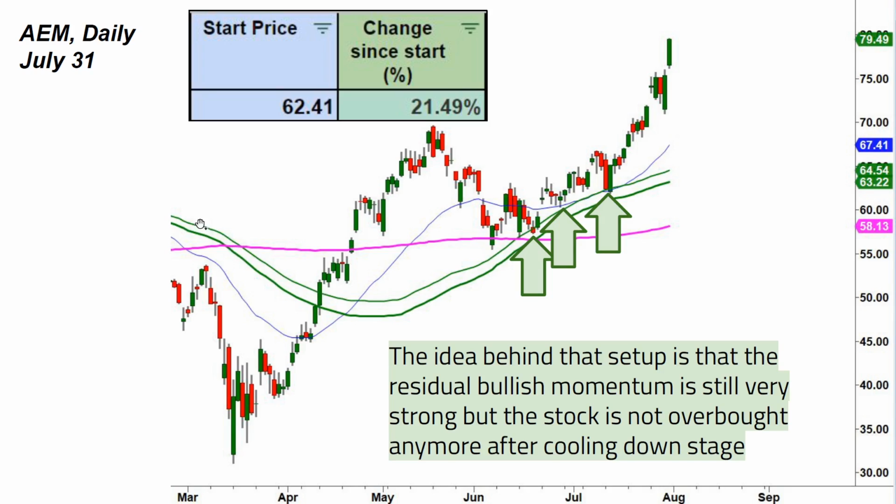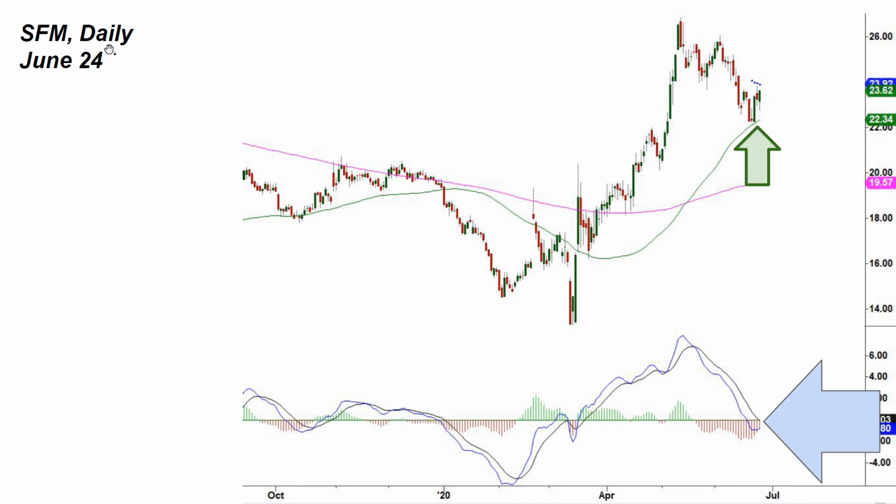And this is what you will see on all of my charts. You will see the green channel, I call it the demand channel. You see how many times you could have bought that stock after it tested the channel: 1, 2, 3, 4, and 5. And look at the final resolution of that setup. Just amazing. The next one, SFM.